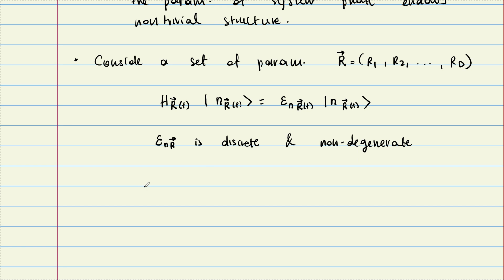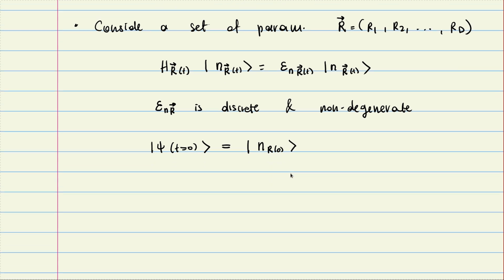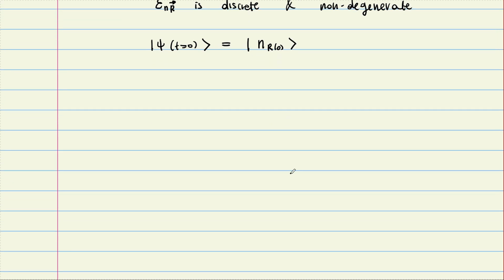And what we are assuming is we start with psi at t equal to 0 being one of the eigenstates. Let me write it like this. It is going to be |n(R0)>, I'm dropping the vector now. It's too much writing. And starting from this, we evolve R(t) and ask how psi evolves. Okay.